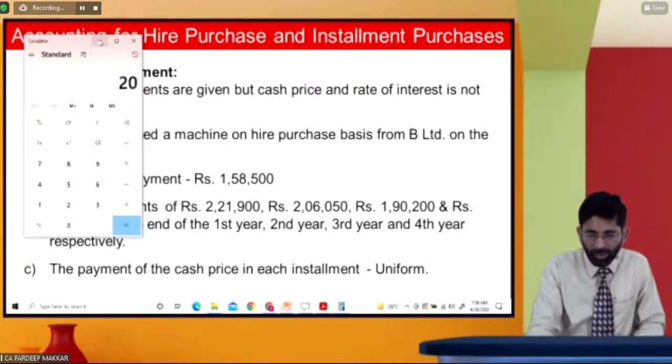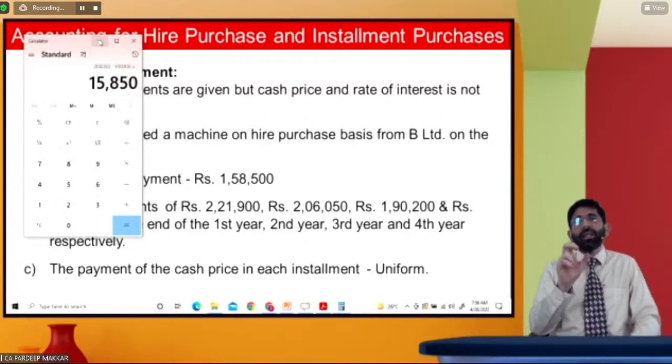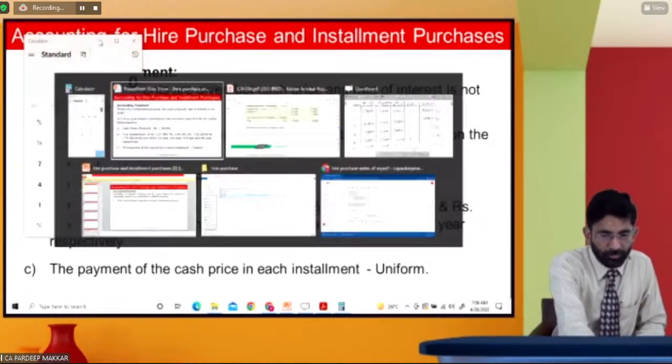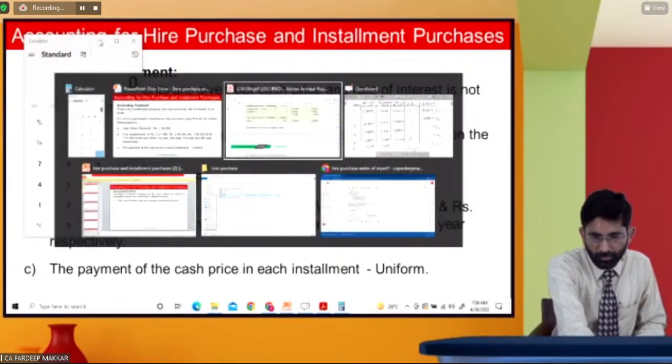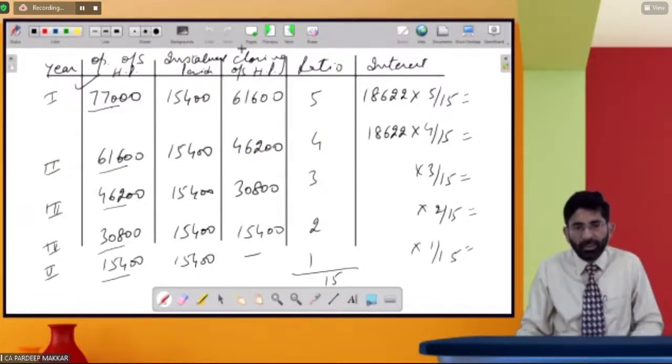You may do 206,050 minus 190,200. It is 15,850, beta. It means the difference between any two installments is equal to interest. Why? Because he says that the installment cash price is the same in each and every case.